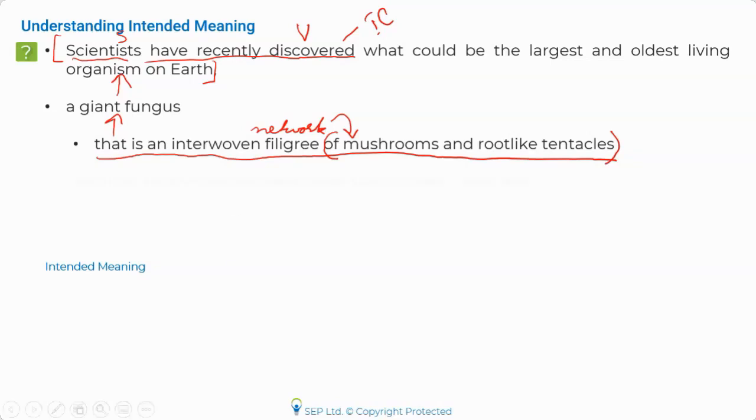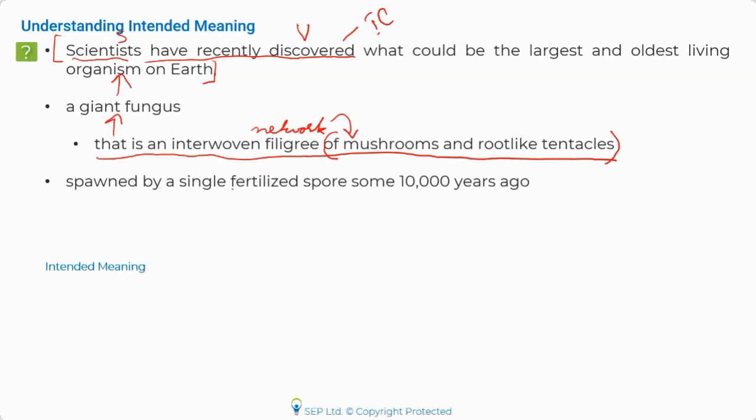After this, we have spawned by. Now, spawned by, if you don't know the meaning of spawned, it doesn't matter. If you know that spawned means produced by, all right. Produced, so something is produced by a single spore, okay, some 10,000 years ago. So I'm thinking, okay, this living organism, it is the oldest living organism. So which organism? The giant fungus. What is this giant fungus? It is a network of mushrooms and tentacles. And then I have spawned by.